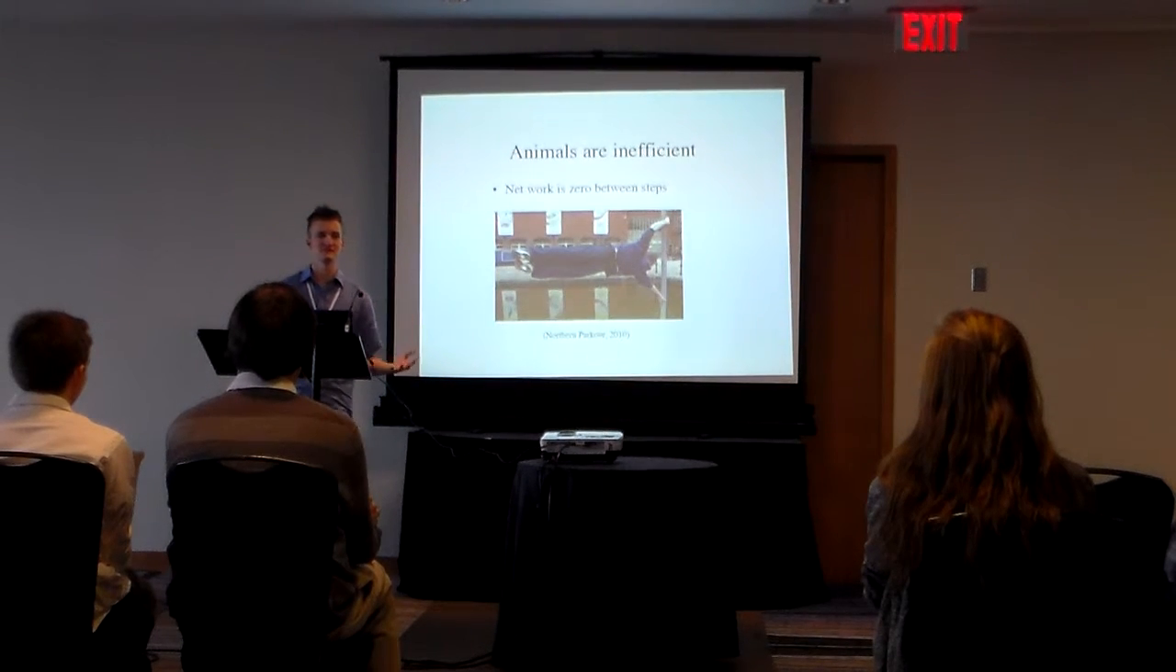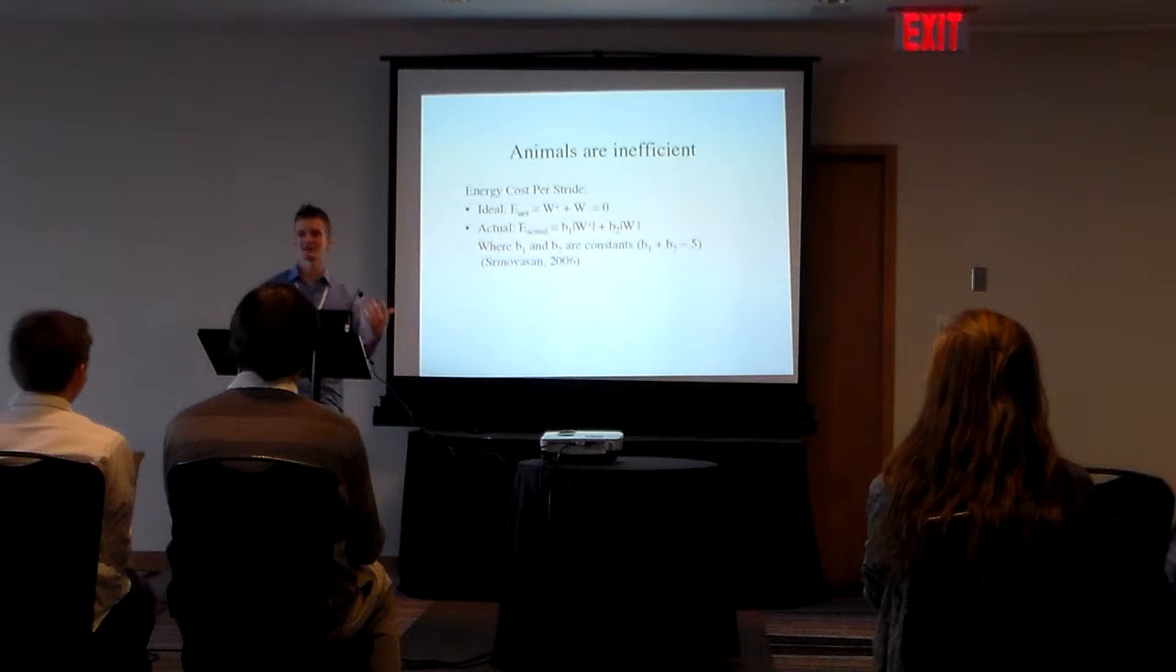The animals are really inefficient, and if the net work is zero, that doesn't necessarily mean it's easy to do. This also doesn't take any work to do, but it's not very easy. So we can actually look at some equations here. The actual energy cost, represented by E, as a function of the work, represented by W, is the absolute value of the positive and the negative work multiplied by some constants. So if we want to minimize the energy we spend, we want to minimize the work in either direction.